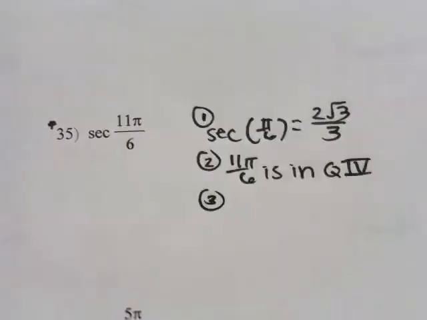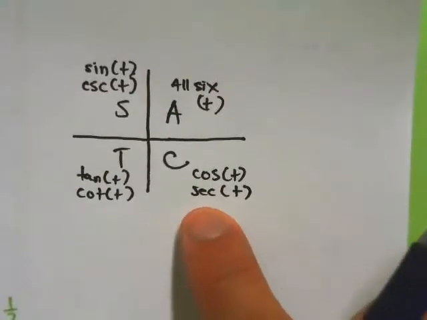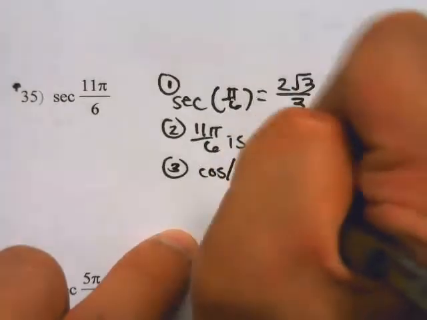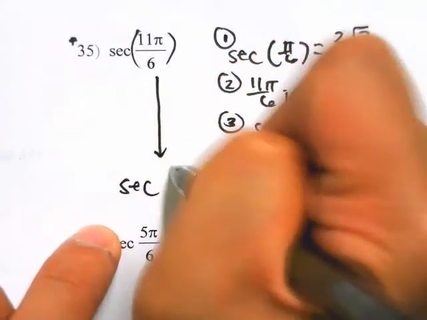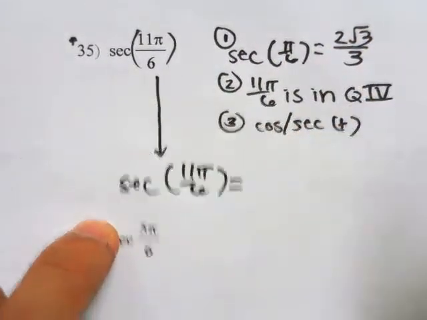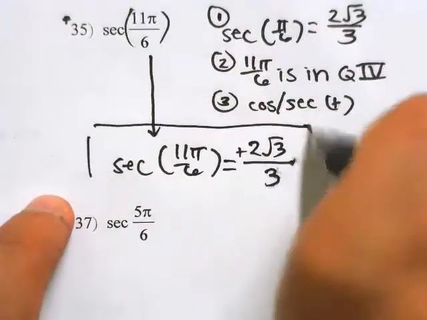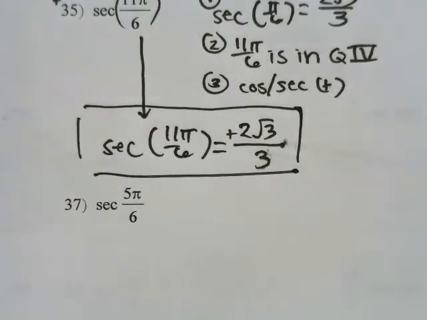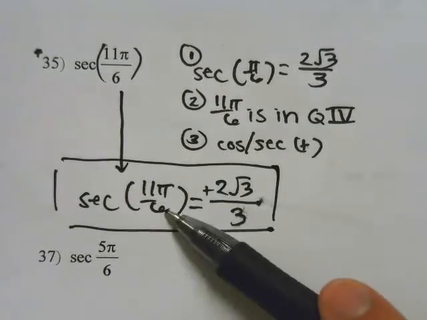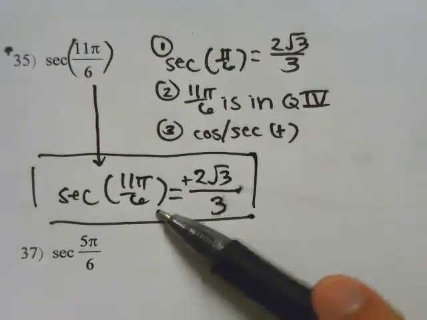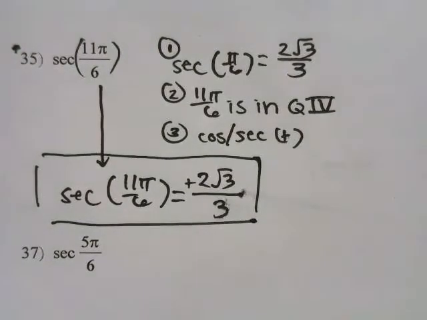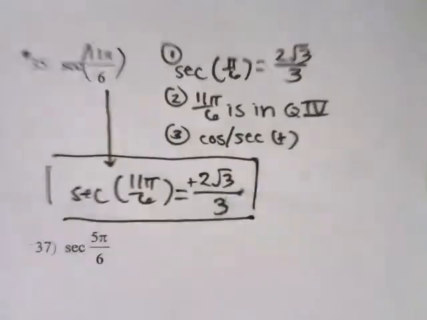Let's go take a look at quadrant 4. Quadrant 4, all students take calculus. Only cosine and secant are positive. So cosine and secant are positive. So therefore, secant of 11 pi over 6 is equal to, we're going to leave it as positive 2 square root of 3 over 3. Again, if this would have been an angle that was in quadrant 2 or 3, okay, like maybe this was 5 pi over 6, which is right over here, then this would be negative 2 radical 3 over 3. Okay, so that's how that answer is going to change.